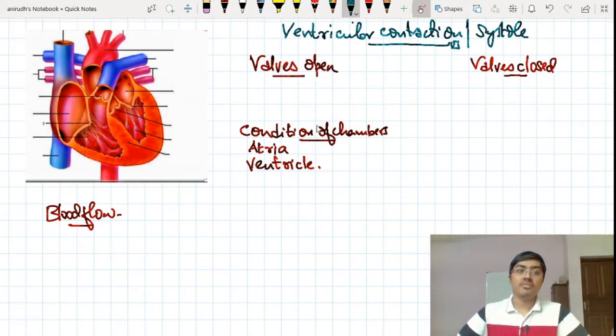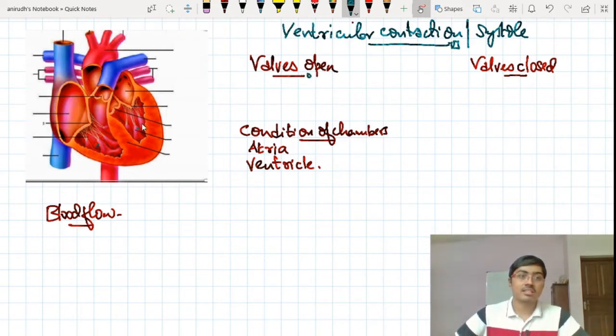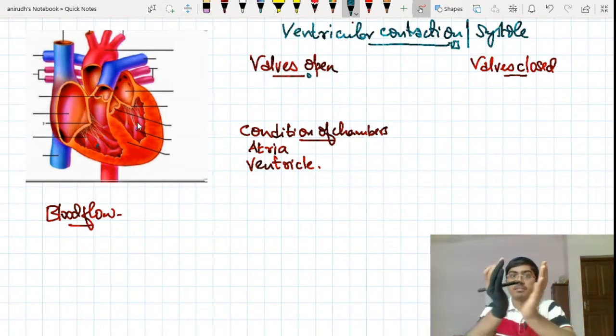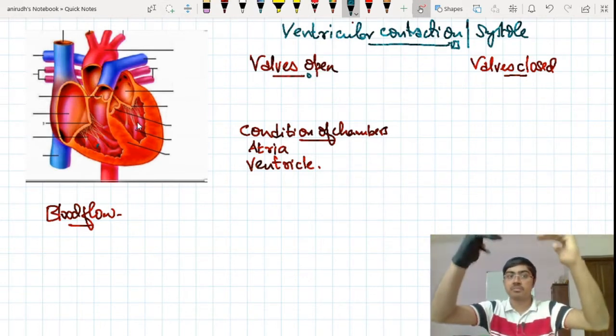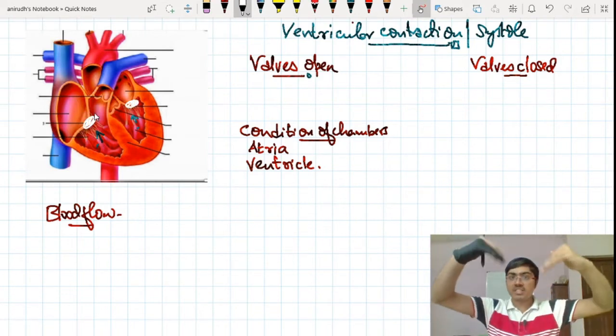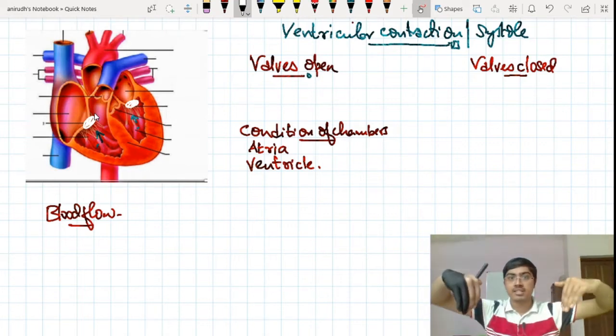Now what will happen as a result of that? See, when the ventricle starts contracting, there is an upward force, isn't it? This is contracting from the bottom, so there is a pressure that is transmitted upwards. Due to this transmitted pressure, what will happen? This valve and this valve will close. The leaflets were open, but with this pressure coming upwards, these valves are now getting closed.